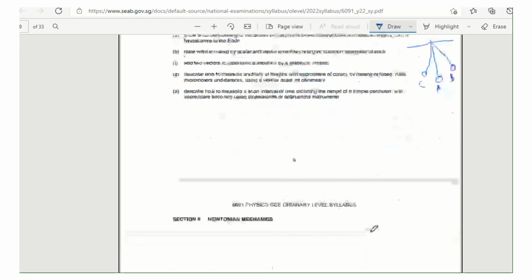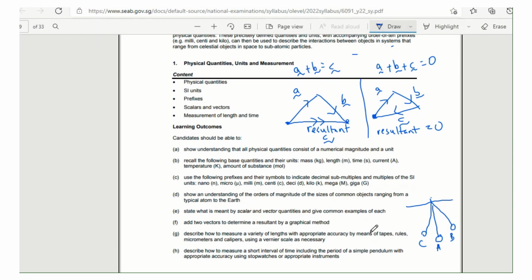So with that, I've covered the portion on what you need to know for physical quantities, units, and measurements. For a lot of items, you can just read through. What is key is to know part B, know part C. So know what nano, micro, milli, centi, deci, kilo, mega, and giga represent. Know the definition of scalar and vector quantities and give common examples. Make sure you know how to add two vectors together.